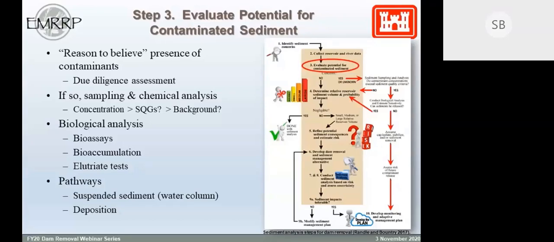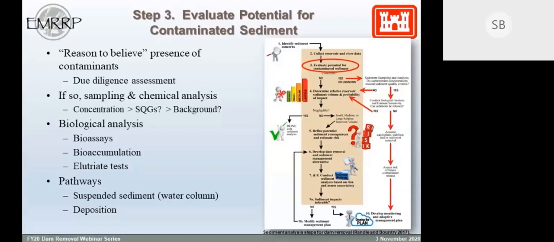And if there's no cause for concern, and if the sediments are less than 10% fines, then contaminant testing is not necessary. But if you do have reason to believe, or if you have a significant amount of fines, then you'll need to develop a sampling plan. And the reason for the percent fines is that fines, of course, tend to attract contaminants to a much higher degree than coarse sediments. I also want to point out here that many states will omit the due diligence assessment, and they'll automatically require some degree of testing.